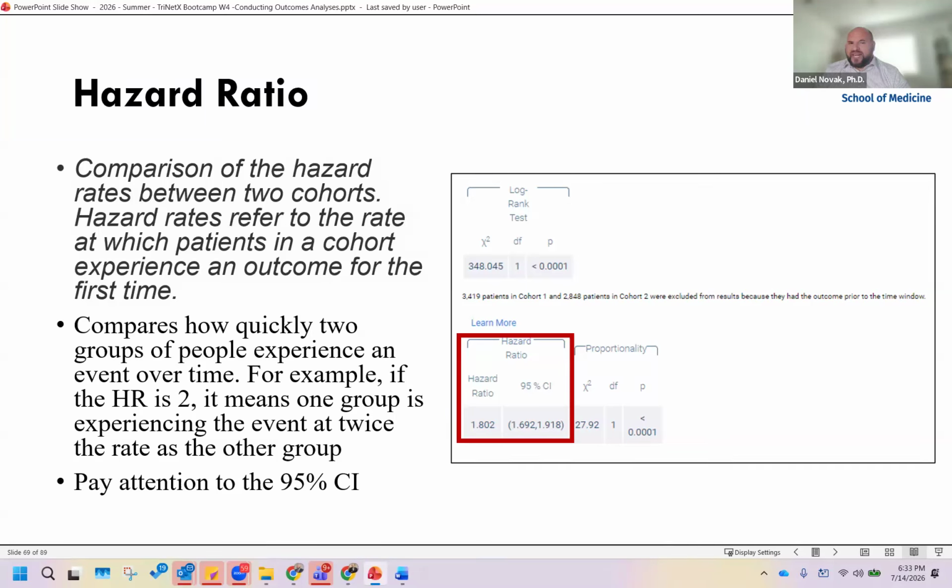The hazard rates refer to the rate at which patients in the cohort experience an outcome for the first time. This compares how quickly two groups of people experience an event over time. If the hazard ratio is 2, it means one group is experiencing the event at twice the rate as the other group. So please pay attention again to your 95% confidence interval and pay attention to the difference in what risk ratios and hazard ratios report in terms of rate versus, at the end of the day, end of your study amount.